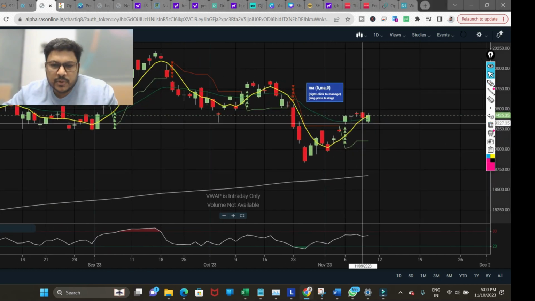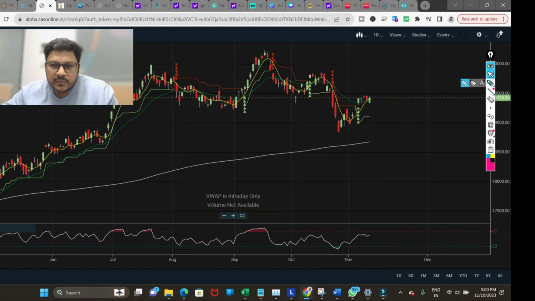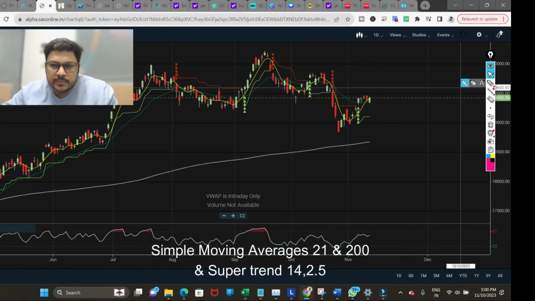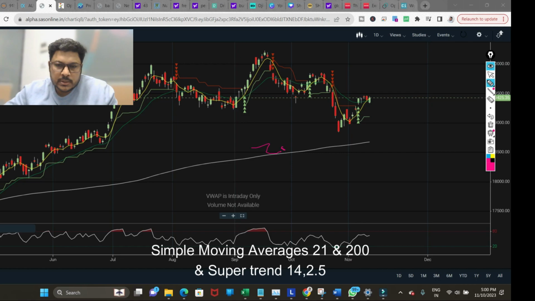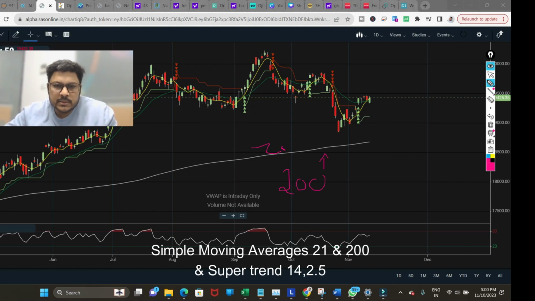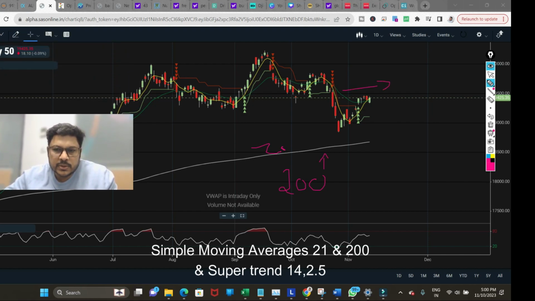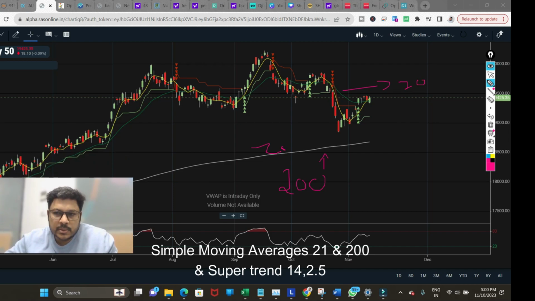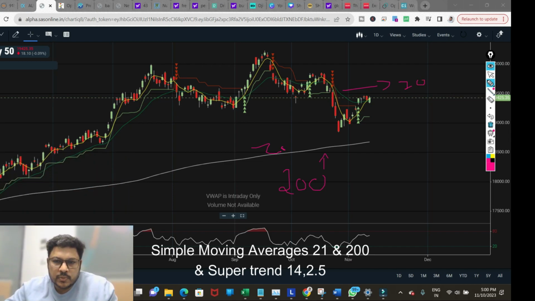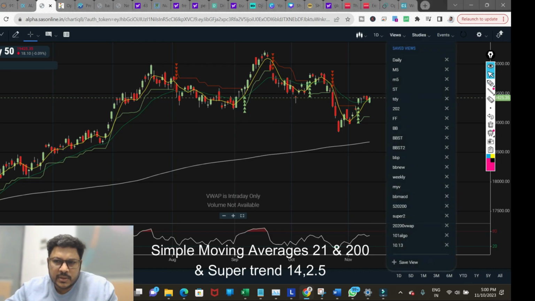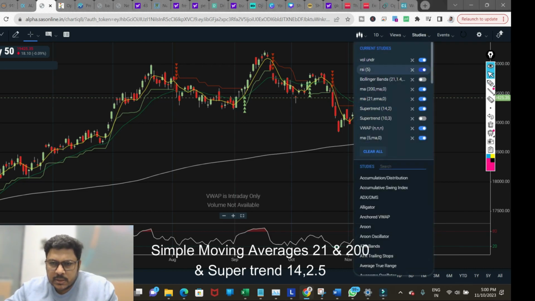So on a daily time frame, what is it saying? We are going by two rules. One is the 200 period moving average. This is the 200 period moving average, and this is your 20 period moving average. These are the two key moving averages which I am using, and there is one more moving average, which will be the 5 moving average.